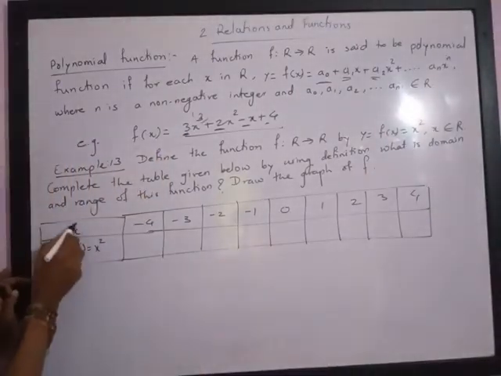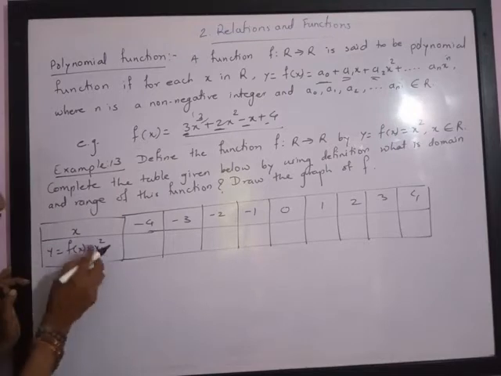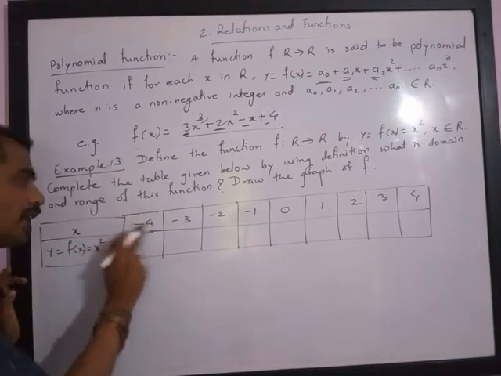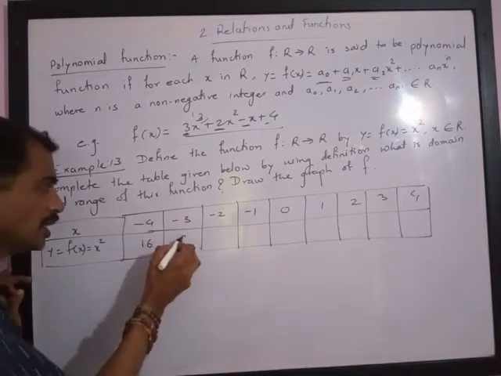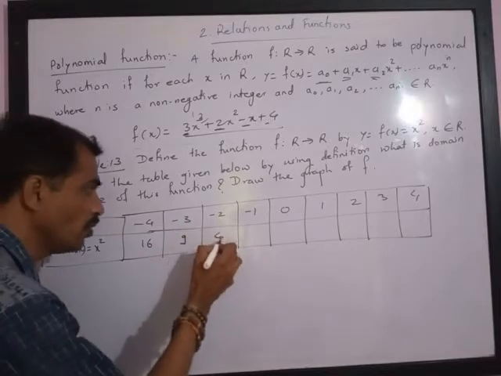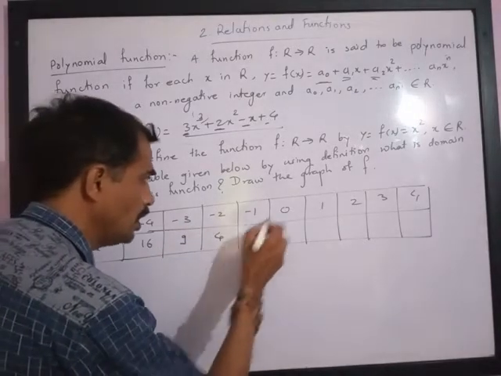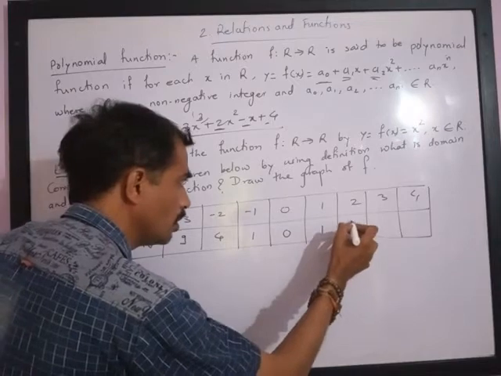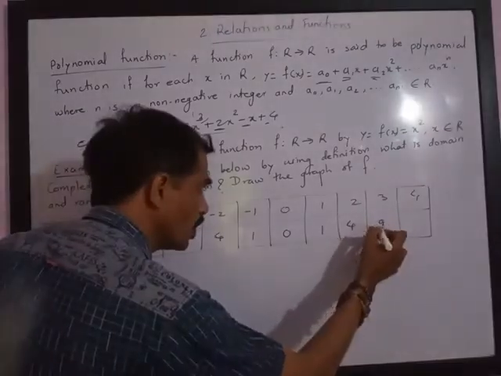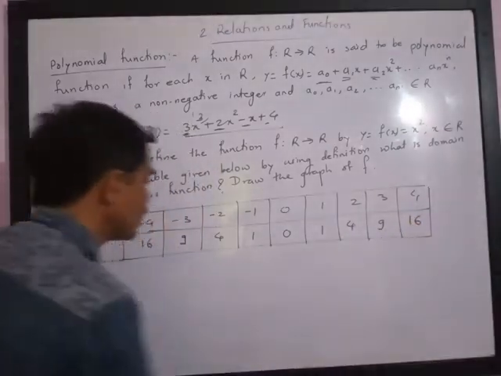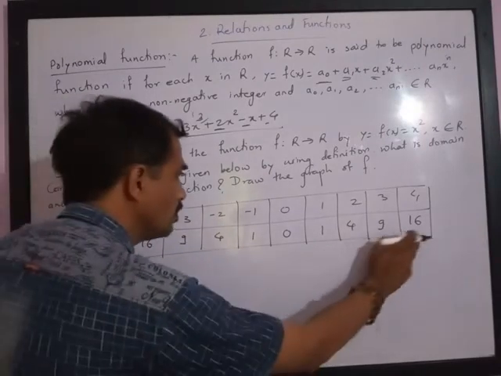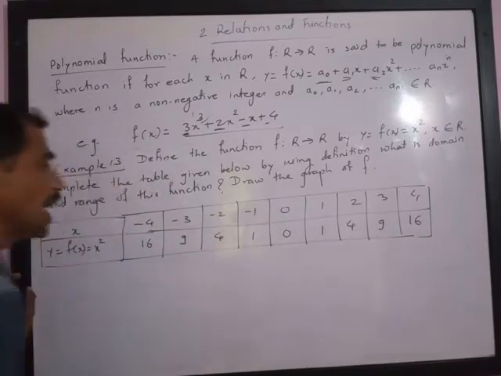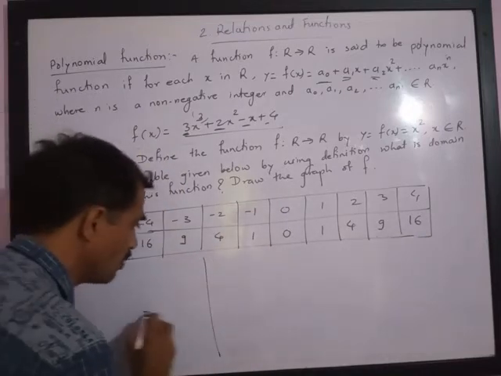Now let us see. f of x is equal to x square means the square of this term is equal to the function. So the square of negative 4 is 16, the square of negative 3 is 9, the square of negative 2 is 4, negative 1 is 1, 0, 1, the square of 2 is 4, the square of 3 is 9, the square of 4 is 16. So please try to understand, here we have got all the terms as positive. If we try to plot the graph, we will get a graph something like this.